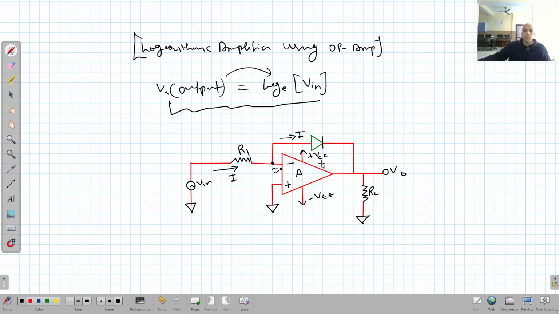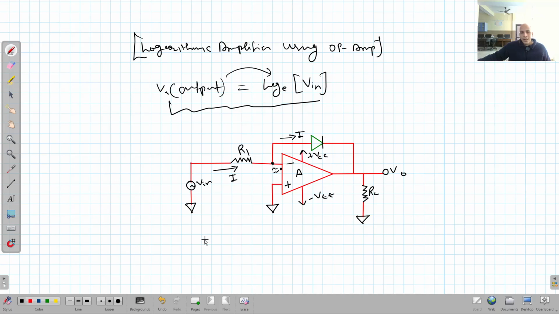Now in order to understand the working of this circuit, when we apply the input signal, the current will start flowing in this way, right? For the positive cycle, right? When it is positive, it is negative, current will go in this way. When the cycle is reversed, the current will then come in this way.